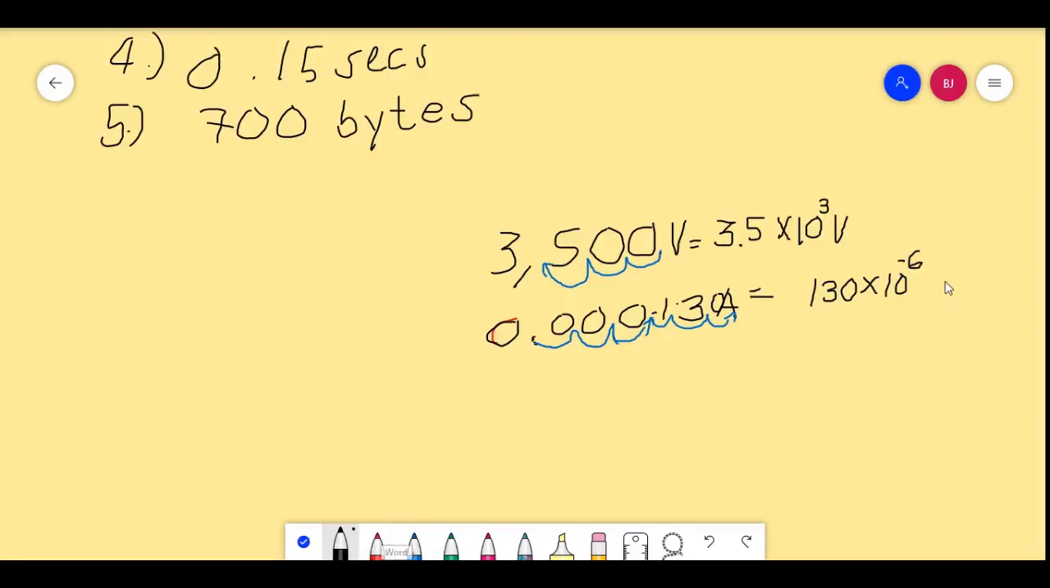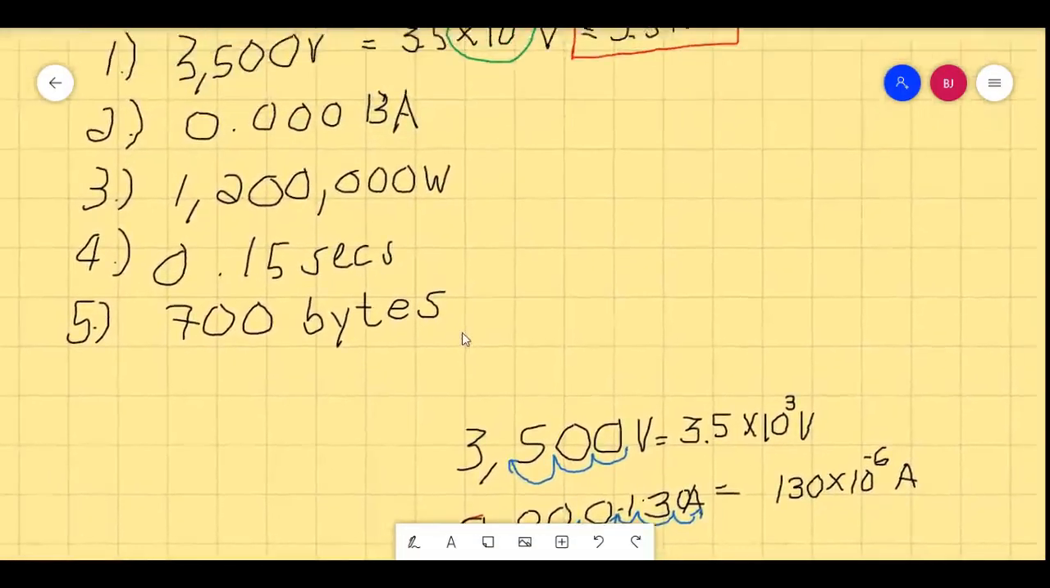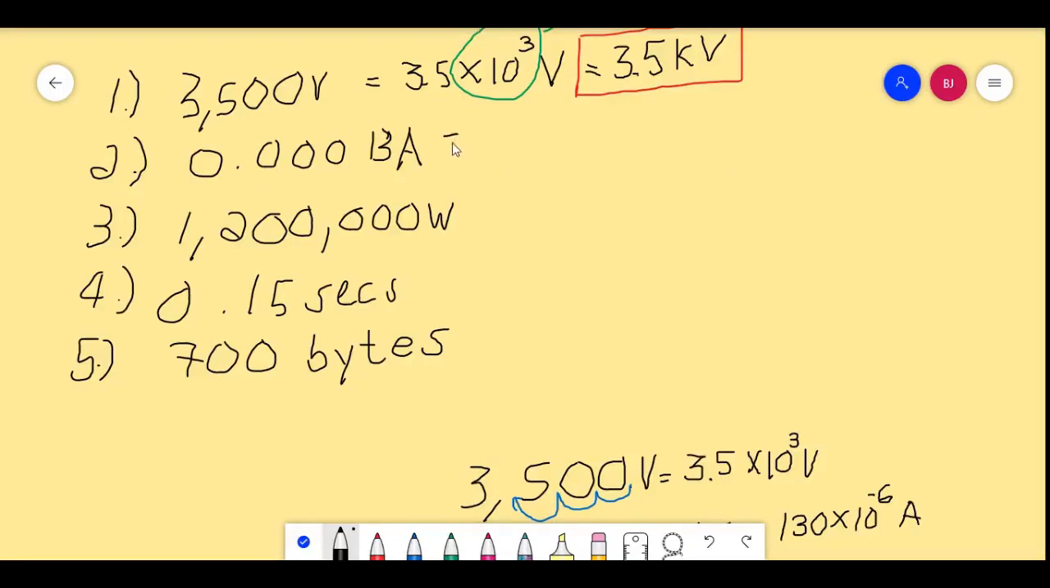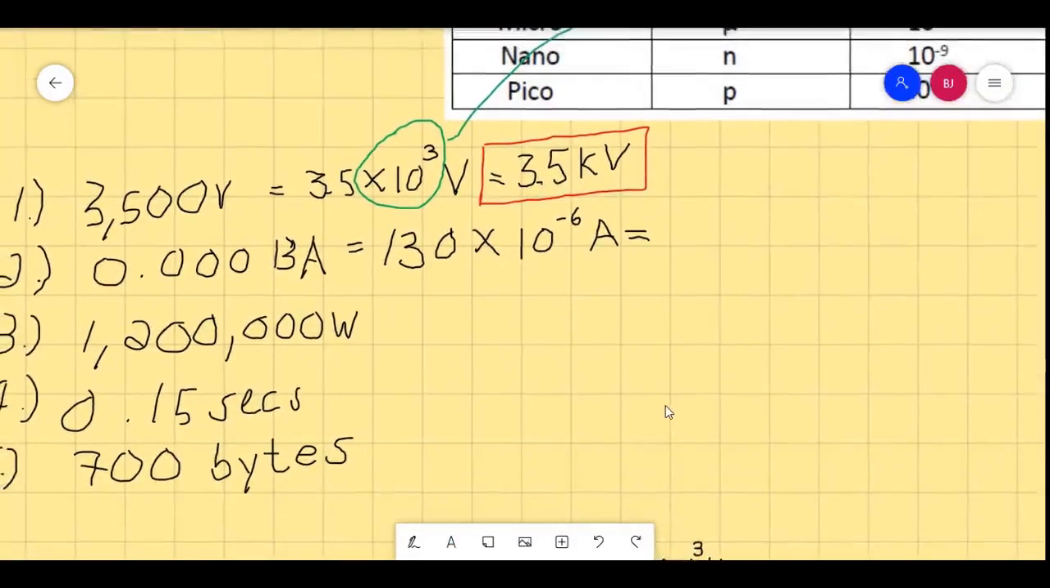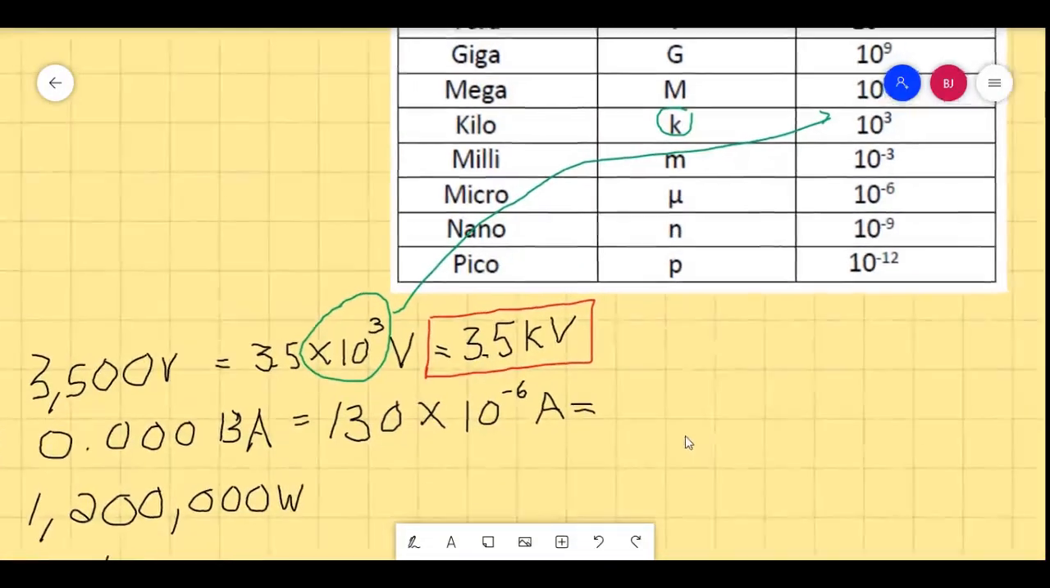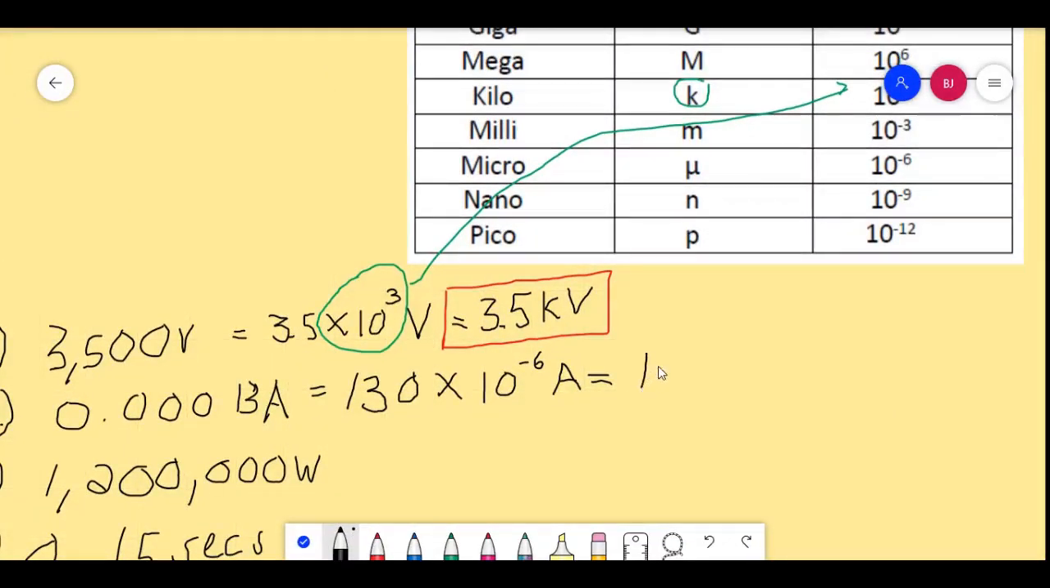And then we don't want to forget the amperes. Okay? So let's just write it down for our reference. So this would become 130 times 10 to the negative 6 amperes. So we look at our table, the times 10 to the negative 6. We write the 130 first, as always. And the times 10 to the negative 6 is micro. And it is denoted by the Greek letter mu.